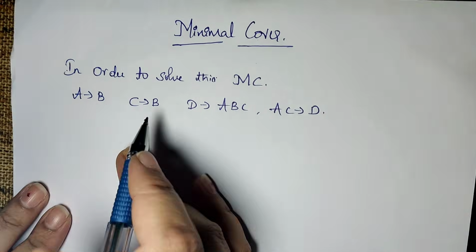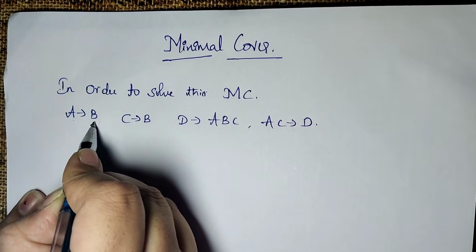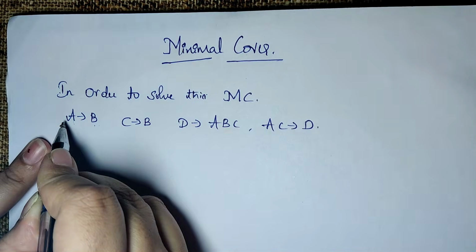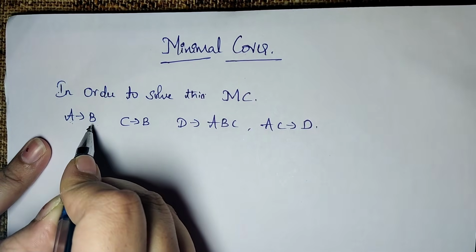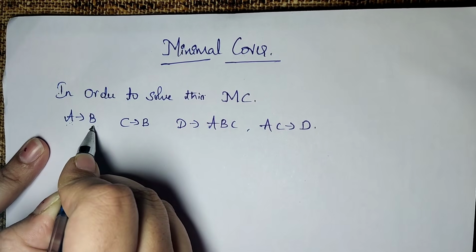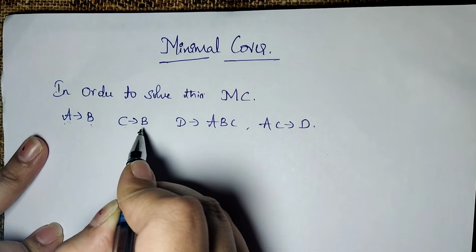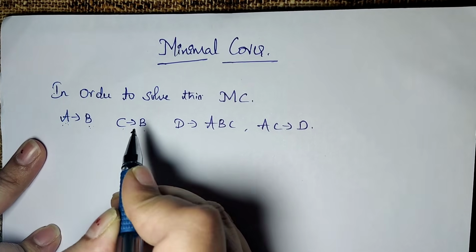Here A is called the determinant, B is called the dependent. By using A we can determine B. So A is called the determinant and B is called the dependent, as well as C is called the determinant and B is called the dependent, like that.